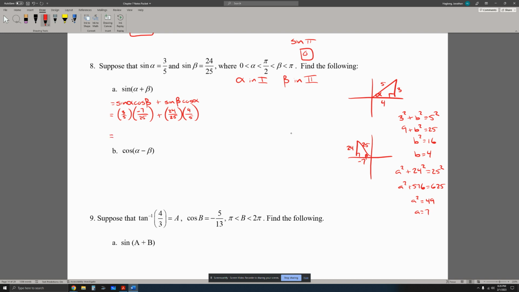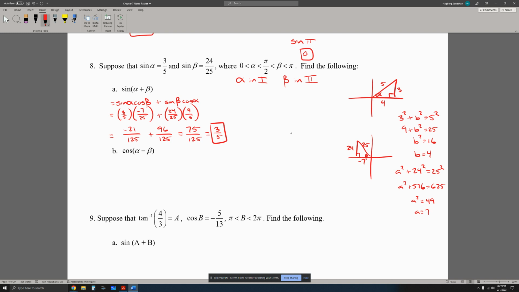All right, so let's go ahead and multiply this out. This left-hand term, we have negative 21 over positive 125, and then plus 24 times 4 is 96, over 125. When we add these up, we get 75 over 125, which reduces by a factor of 25, so we have 3/5.